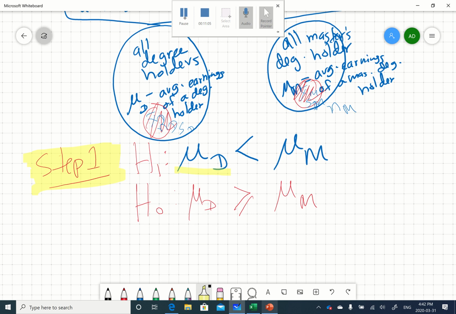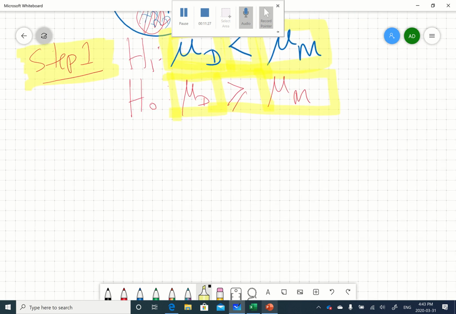Rather than comparing a parameter to a number, we are comparing a parameter to another parameter. Population mean compared to another population mean. Population proportion will be compared to another population proportion. So let's take a look at one more example.